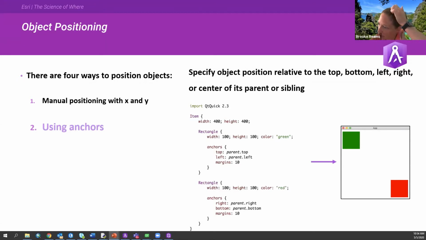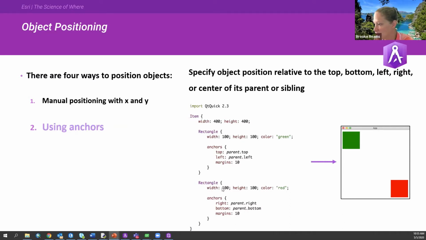In this code snippet, you can see that we have 2 rectangles now. One is green at the top left and one is red at the bottom right, and we're using anchors to position both of those. The green one is anchored to the top of the parent and to the left of the parent. Our parent is the item altogether, which is the whole container of the app. And then we've also given it a margin. You saw that we used margins within the hands-on exercise. That just gives it a 10 pixel margin in this case, so it's not right up against the edge of the item.